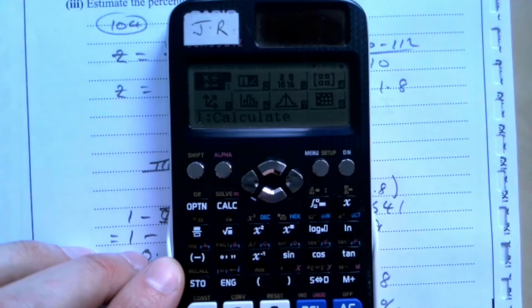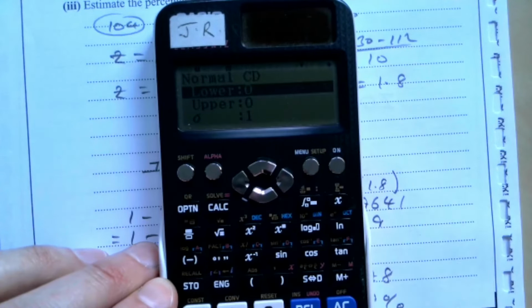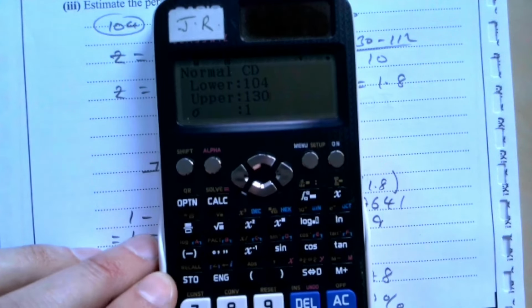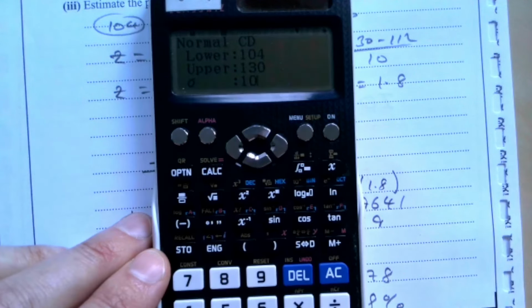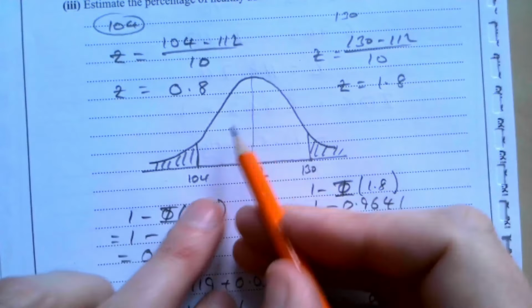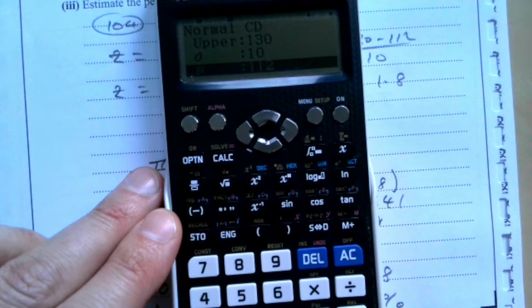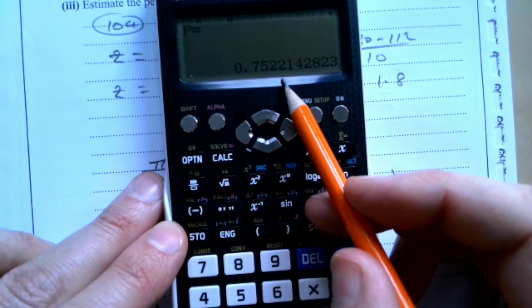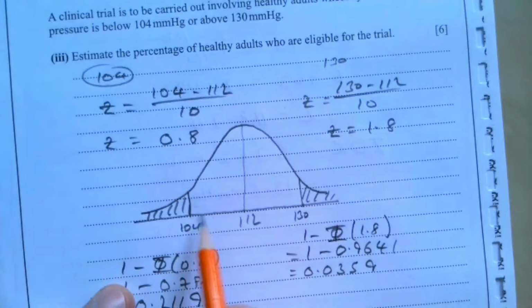Just before we go, we're going to stick those values in and see if we can get it to work. So menu 7 on my normal distribution, my lower value is 104, my upper value is 130. We need to be a wee bit careful here. That's 10, that's 112, and what this is going to find for us is this area here, 0.7522.